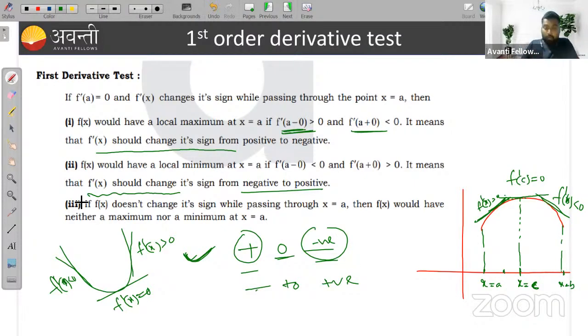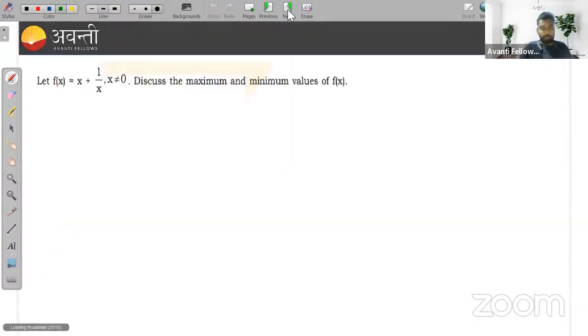Right? And the third one is, if f dash of x does not change its sign while passing through x is equal to a, then we can say f of x would have neither maximum nor minimum. If the sign change is not happening, okay? Let's move. Let's see an example here, guys.